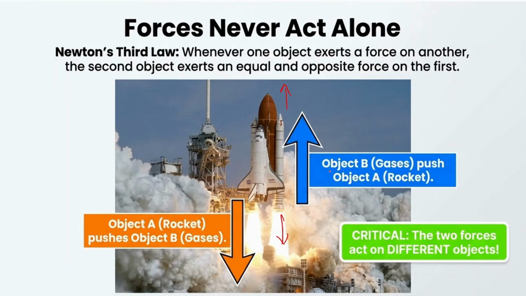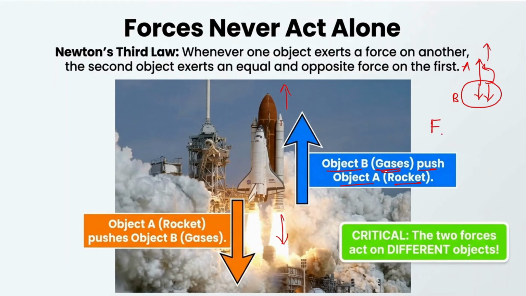Now here I use object B, gases, pushes object A, rocket. Let's suppose here is a rocket, it is going in the upward direction and the gas is going in this direction. So the force due to these gases on the rocket, let's suppose I write object A is a rocket and object B is the gases, as I mentioned here.